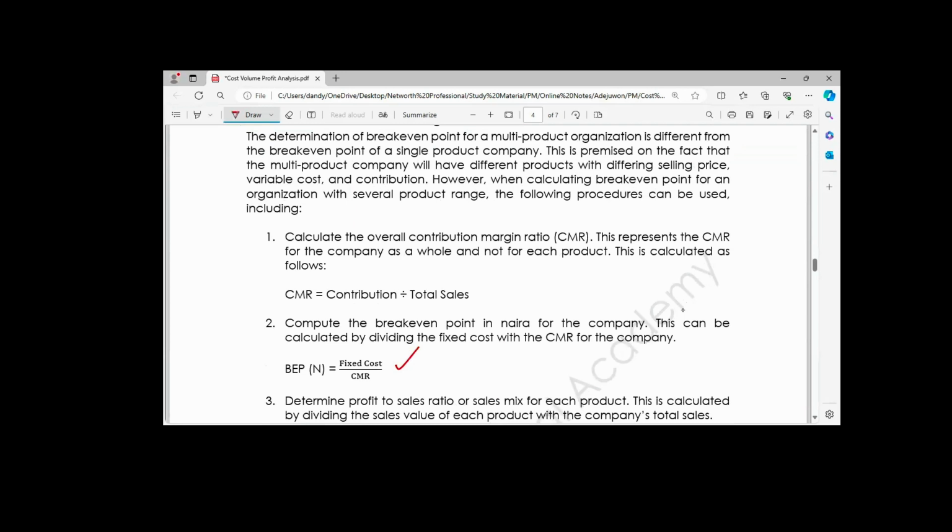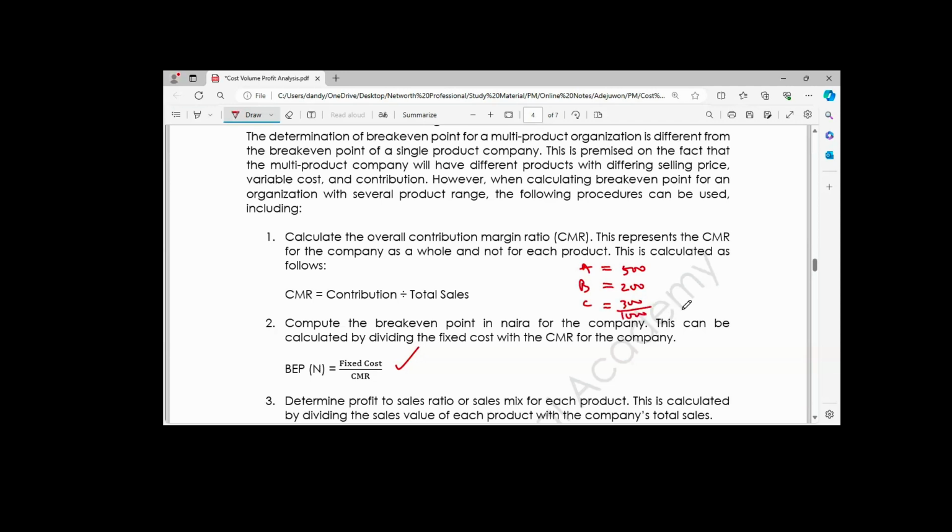Step 3 says calculate profit to sales ratio, or simply put, calculate sales mix. Sales mix is computed by dividing the sales value of each product with the company's total sales. All right. Let me demonstrate that. Say, for example, you have product A, product B, product C. Sales value of product A is equal to 500. Sales value of product B is 200. Then here is 300. Total sales value is 1,000.